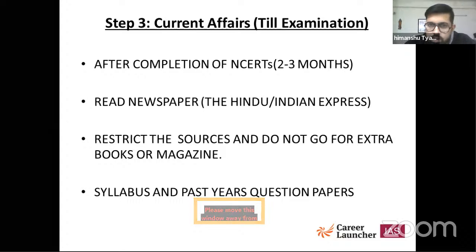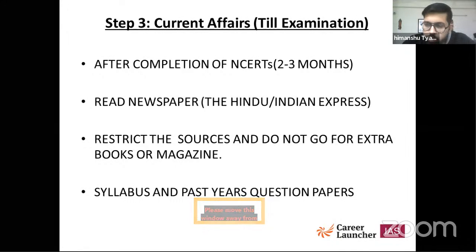Now, step three is you need to start taking your current affairs seriously: reading a newspaper, a few magazines, the PIB and PRS websites. This step will go on till your examination. I would suggest you start your current affairs only once you complete your NCERT, so that you have a little knowledge about the basic concepts of economics and polity, and can understand news the way UPSC demands.